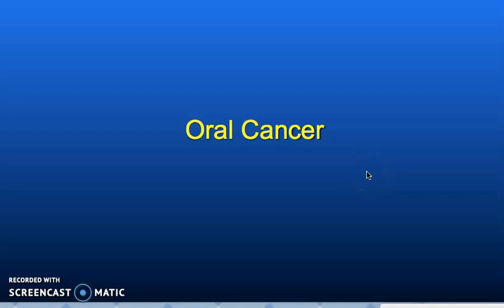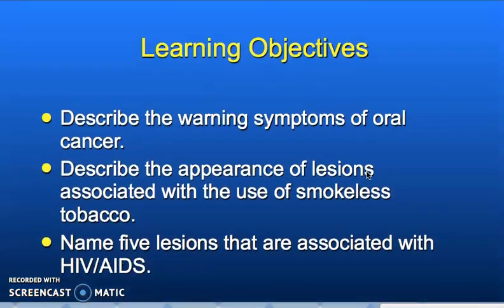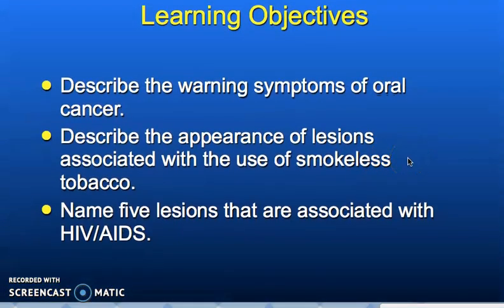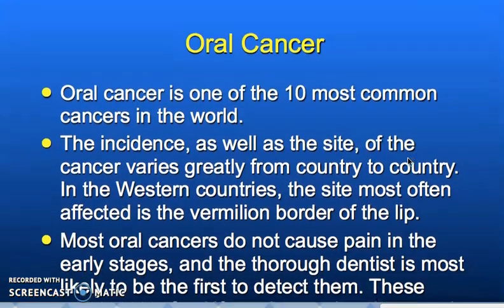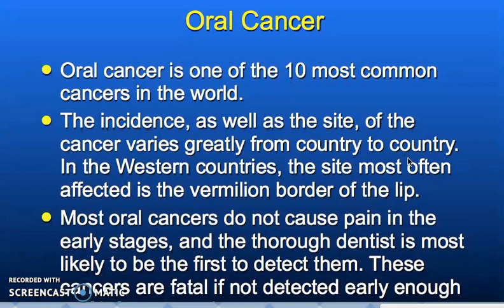This section will be on types of oral cancer. Learning objectives: warning signs of cancer, describe the appearance of lesions with smokeless tobacco, and five lesions that are associated with HIV. So, looking at oral cancer, it is one of the 10 most common cancers in the world.